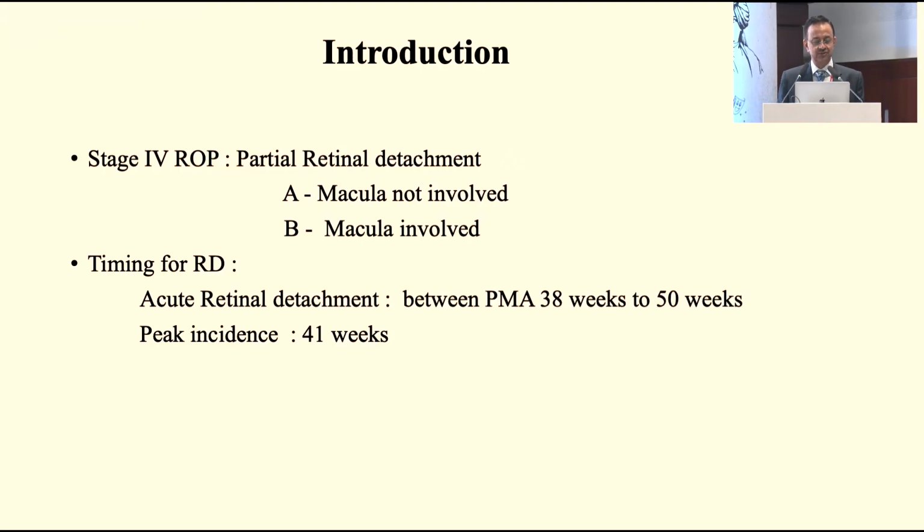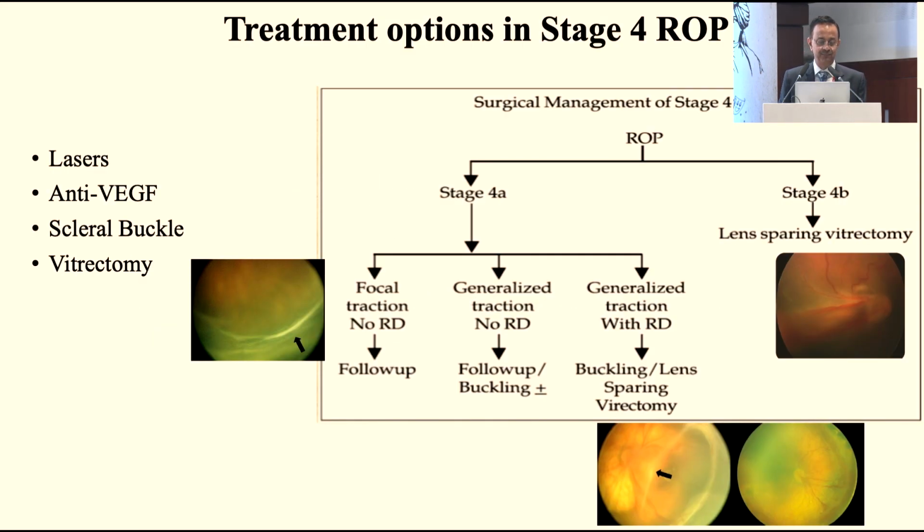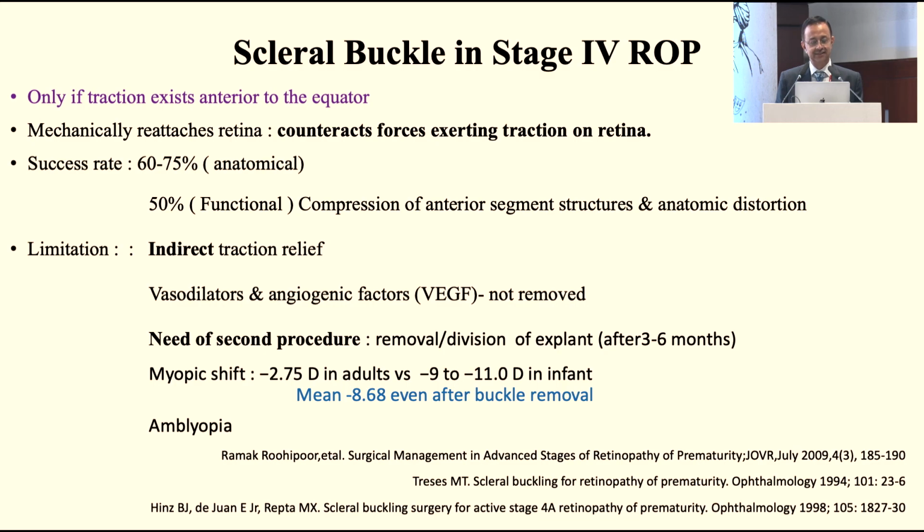Well, all of us know what is stage 4 ROP. Once there is a detachment because of the fibrous tissue contraction, if it is involving macula, it is stage 4B, and if it is not involving macula, it is 4A. And it happens typically at a PMA age of 41 weeks. Various options of treatment even in stage 4 include lasers. If it is restricted to a few clock hours, you just do the laser anterior as well as posterior to the ridge, and then you can get away in 1 or 2 clock hours. But in the majority of the cases, you have to go inside.